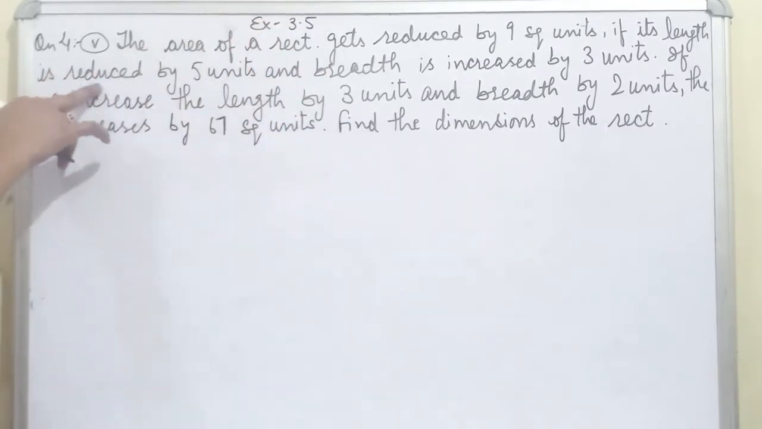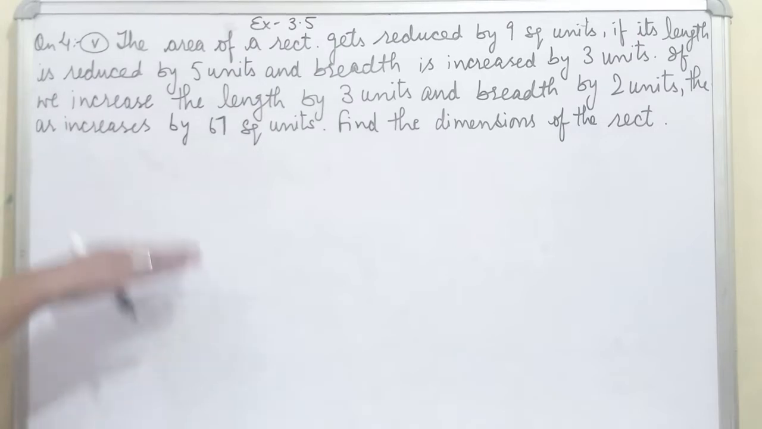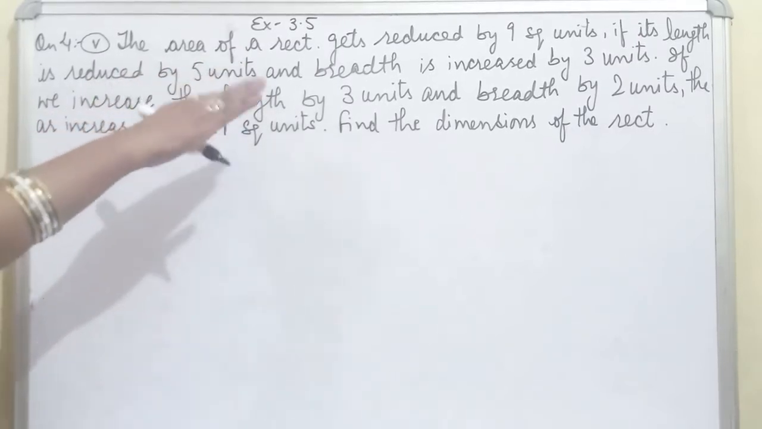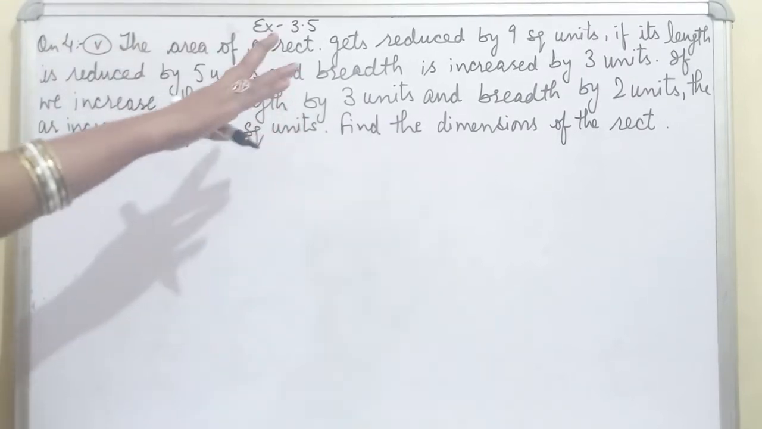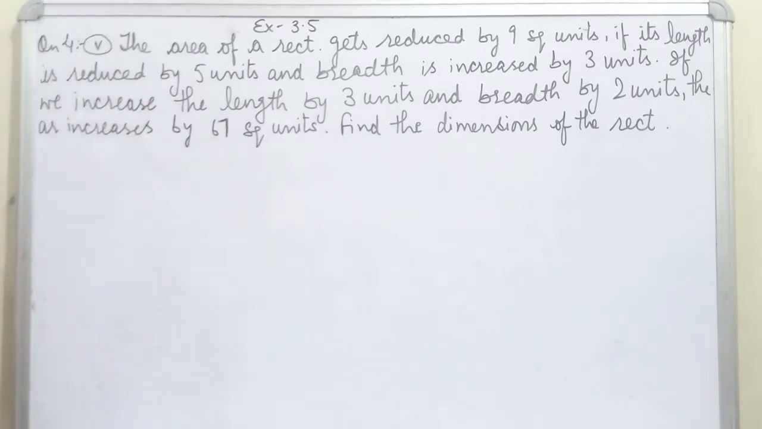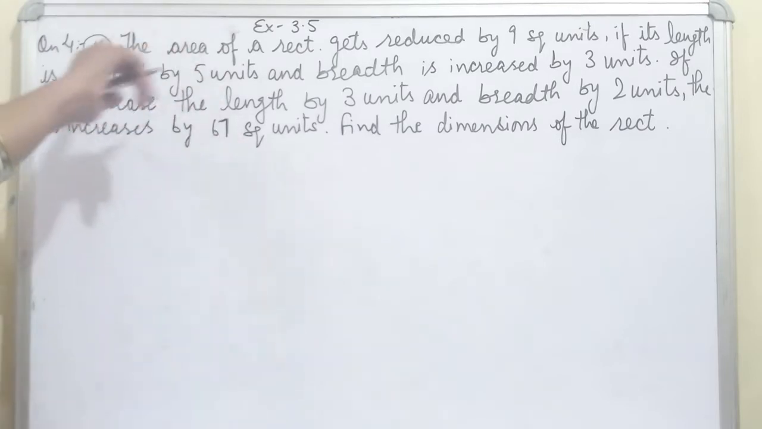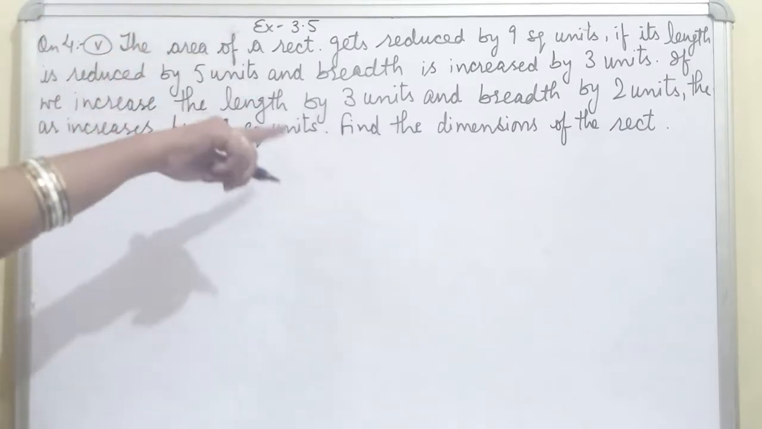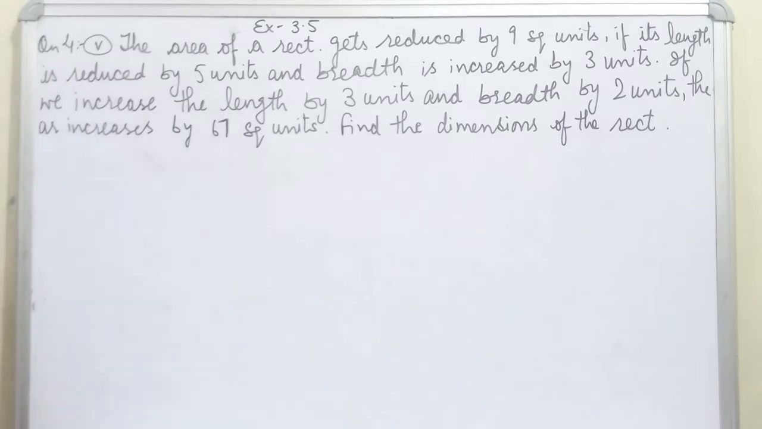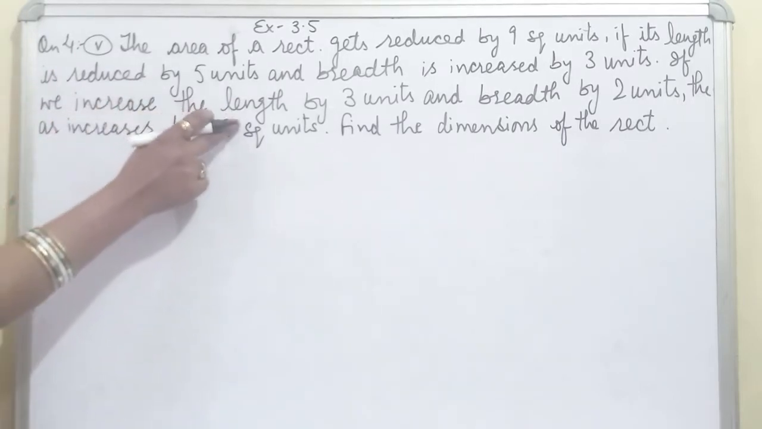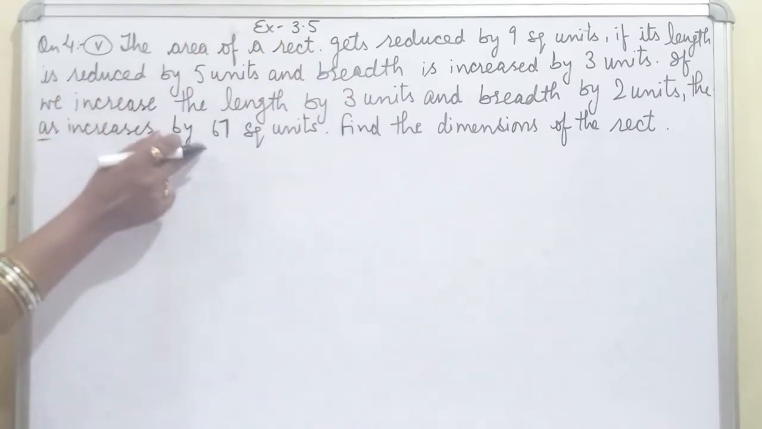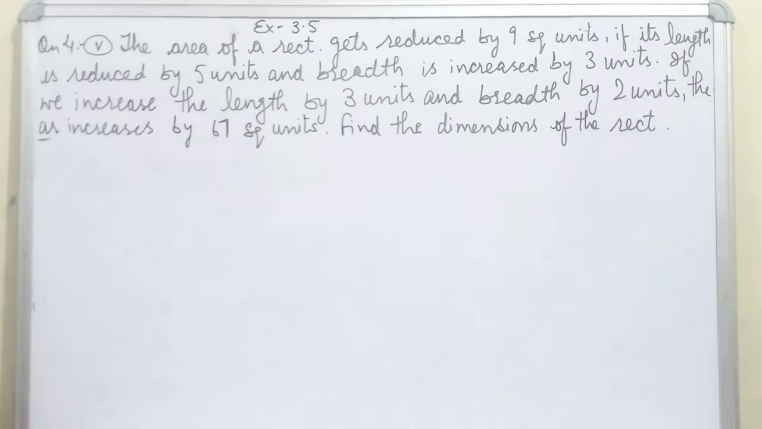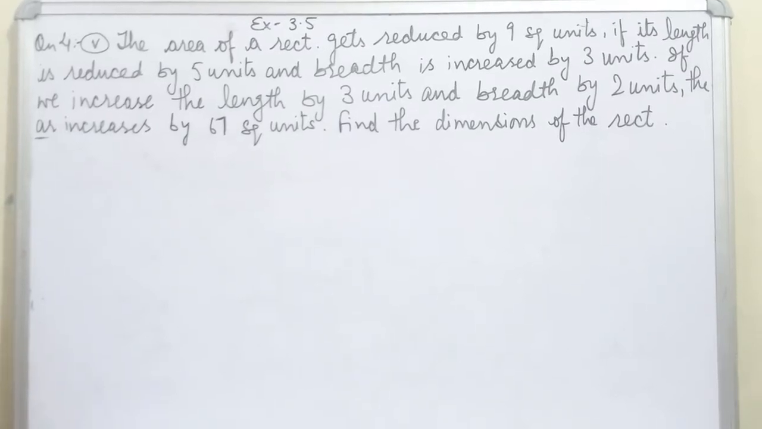If its length is reduced by 5 units, and breadth is increased. Increased means something is added. Increased by 3 units. So this is the first condition. Area of the rectangle gets reduced by 9 square units if the length is reduced by 5 and breadth is increased by 3. Similarly, the second condition is given. If we increase the length by 3 and breadth by 2 units, then area increases by 67 square units. Find the dimensions of the rectangle.